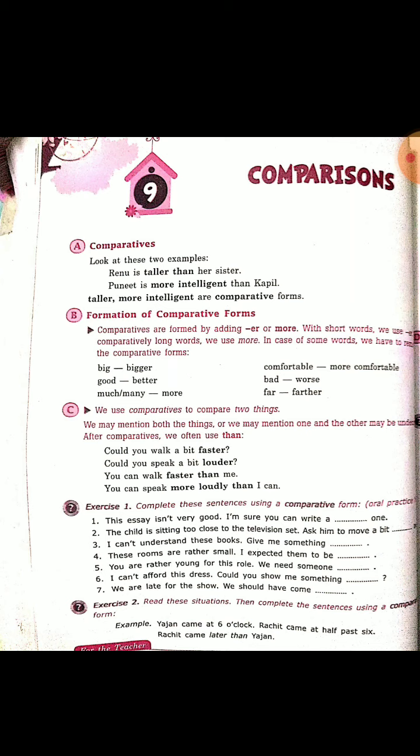Formation of comparative forms. Comparatives are formed by adding er or more. For example, tall, taller, small, smaller, big, bigger. So, these are formed by adding er. And more intelligent, more comfortable, more expensive. So they can be formed by adding more or er to the adjectives. With short words we use er, with comparatively long words we use more.